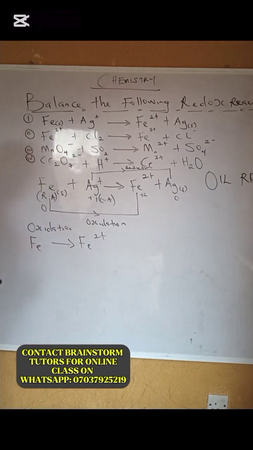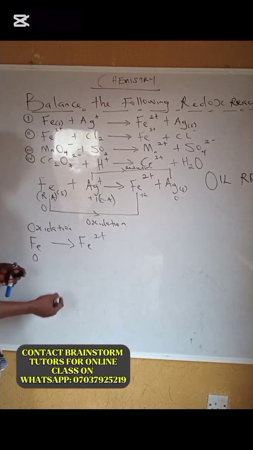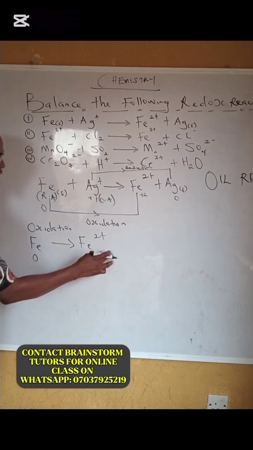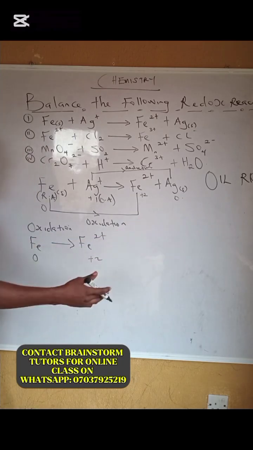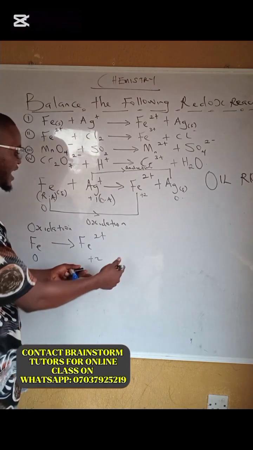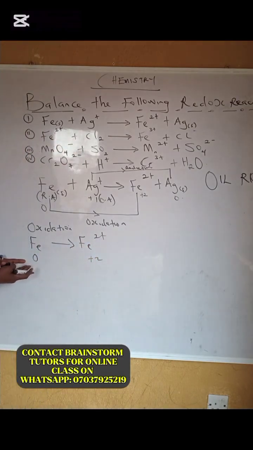So now I have to balance the charges here. Here, the number of charges is 0, while here is +2. Now, in order for me to balance this, I need to add 2 electrons to the right hand side so that it's going to have the same number here. So remember, electrons always carry a negative charge. So if I add 2 electrons here, that's +2 minus 2, that's 0, so we have the same number of charges that we have at the left hand side.